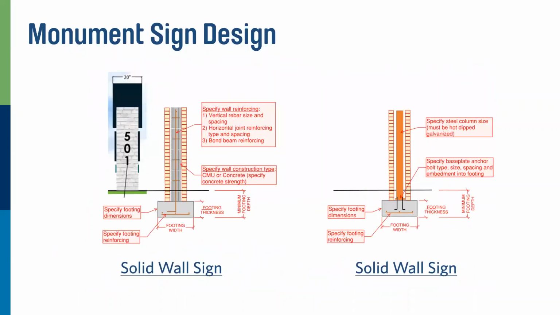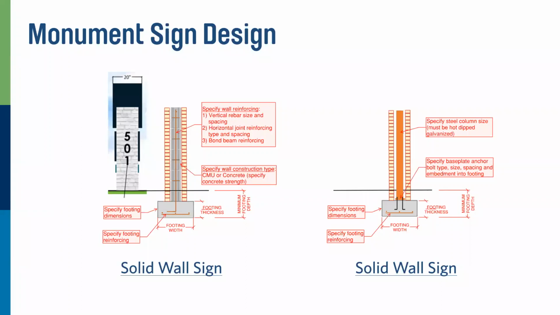So this is basically what we're looking for. This is the wall section through that sign. I'm looking for just this. For a solid wall sign, that should be a steel sign. But for this, most times I'd say these are probably going to be CMU.